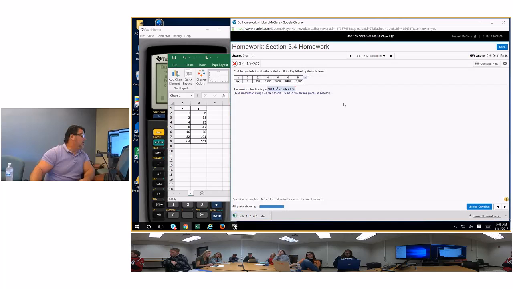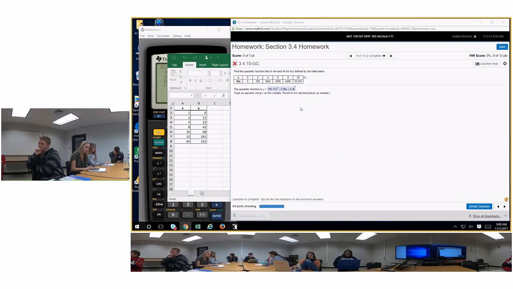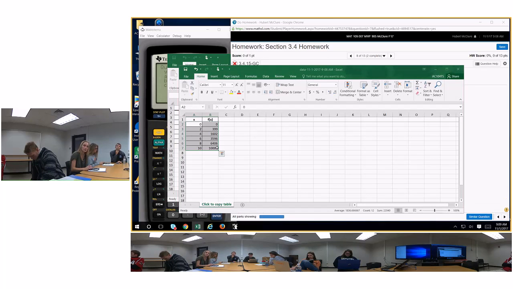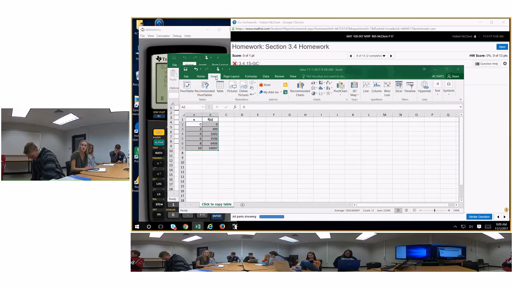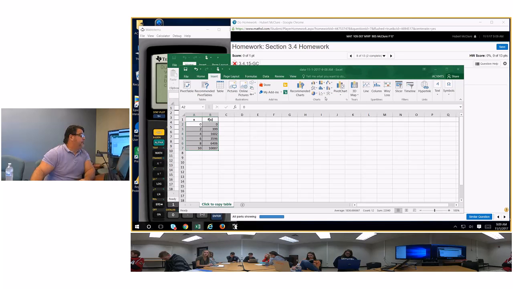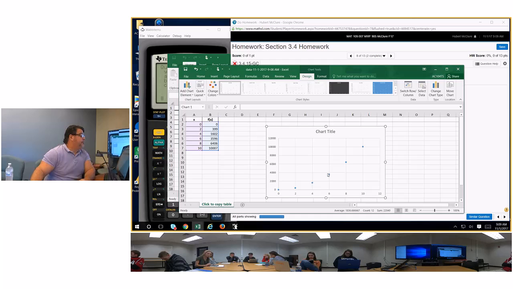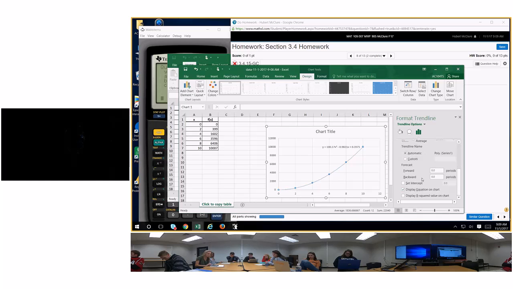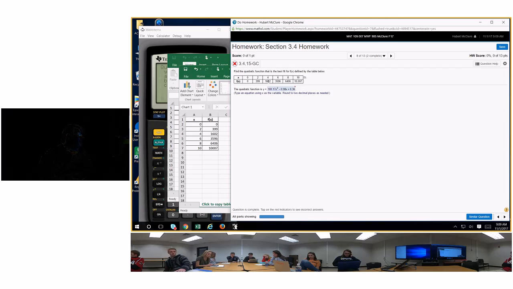Excel. Enable. And insert. Right click. Add trend line. This is a poly because it looks like a parabola. And display equation. There it is. So let's see if that's what they got. 100.17, 98.21. Yeah.